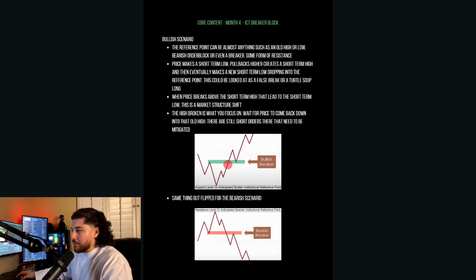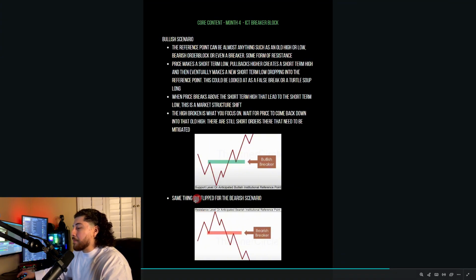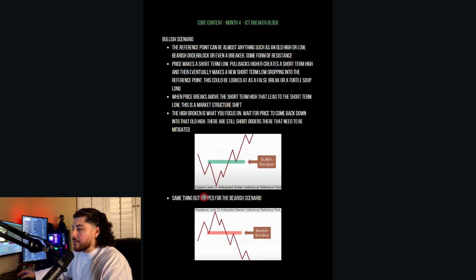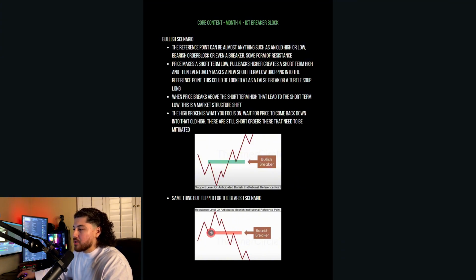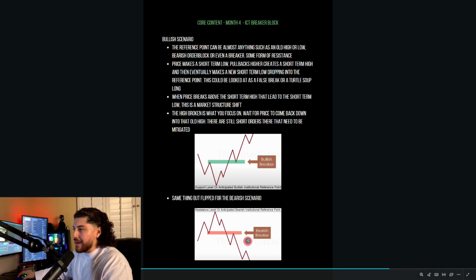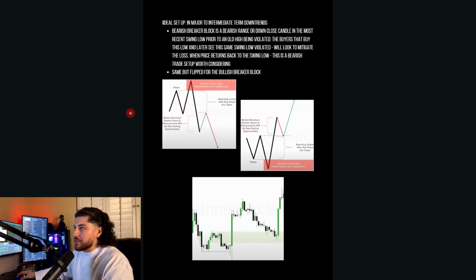And then we have the same thing but flipped for the bearish scenario. We see price pushing bullish or pushing higher, tapping into a resistance level or some form of POI. And then after price makes a new swing low, we can anticipate price to pull back into the bearish breaker because we understand that there are still buy orders resting in this area that need to be mitigated before price pushes on lower. Ideal setup in major to intermediate term downtrends.